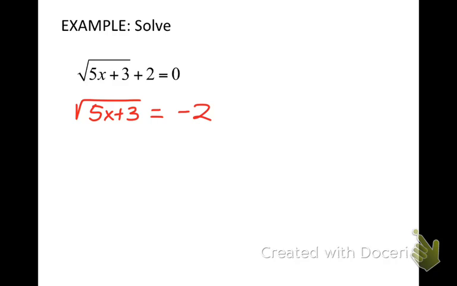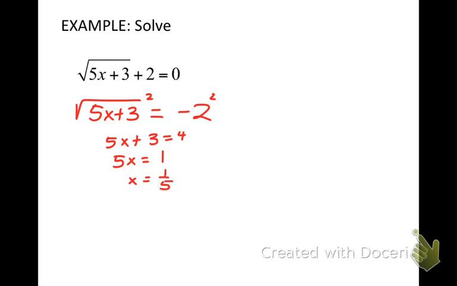Well, now let's think about this. Is there any possible way for me to take a square root of a number and end up with a negative result? No. So I'm probably going to end up with no solution. But let's say you didn't notice that right away and you actually did solve it. So I square both sides. That gets me 5x plus 3 equals a positive 4.